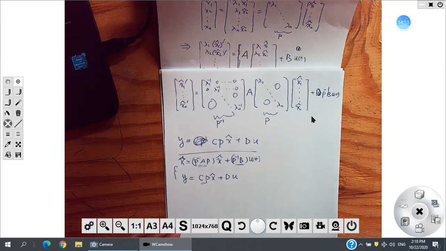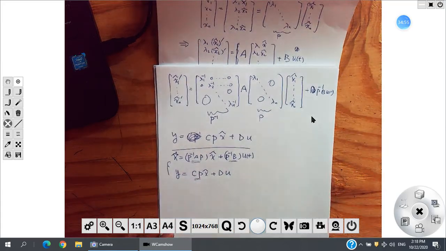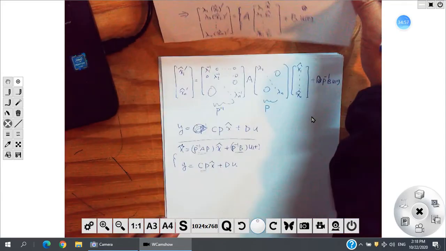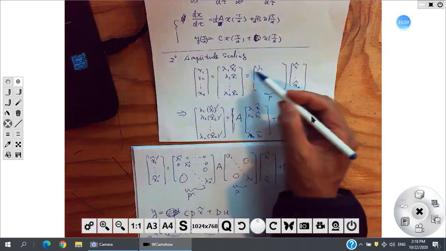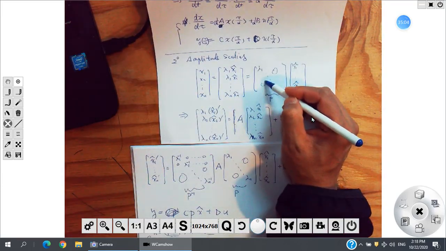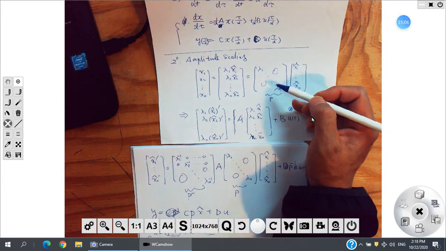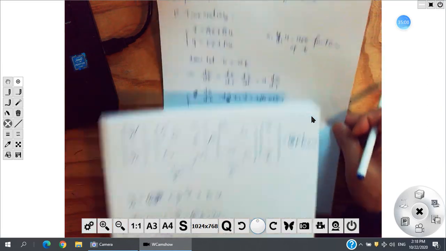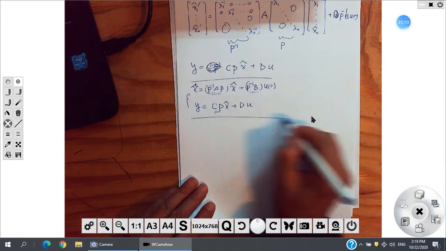We can even have this more generally. Here I think P is just this lambda 1 to lambda n matrix, but actually we can have a more general one. We call that a similarity transform. This is 1, 2, 3.